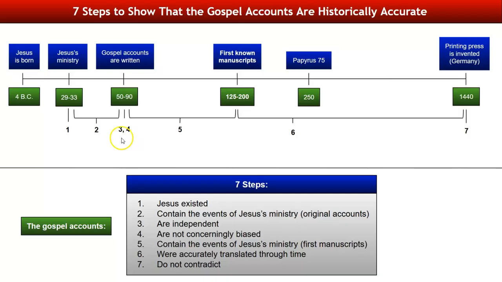At this point, by ruling out potential sources of error like a lack of independence or fraud, we established that the events of Jesus' ministry were accurately recorded in the original gospel accounts. The 5th step was to show that the original gospel accounts were accurately transmitted to the first extant manuscripts. This is a 100-year gap at the most, and I showed that we have good reasons to believe that nothing significant was changed in it.